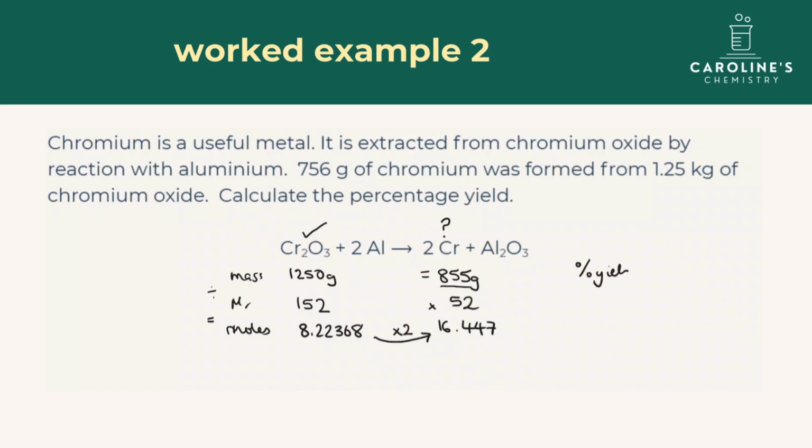Now we work out the percentage yield. So we're told that we actually made 756 grams. We should have made 855 grams. Times that by 100 to turn it into a percentage, and our overall answer is therefore 88.4%, and that is to 3 significant figures.